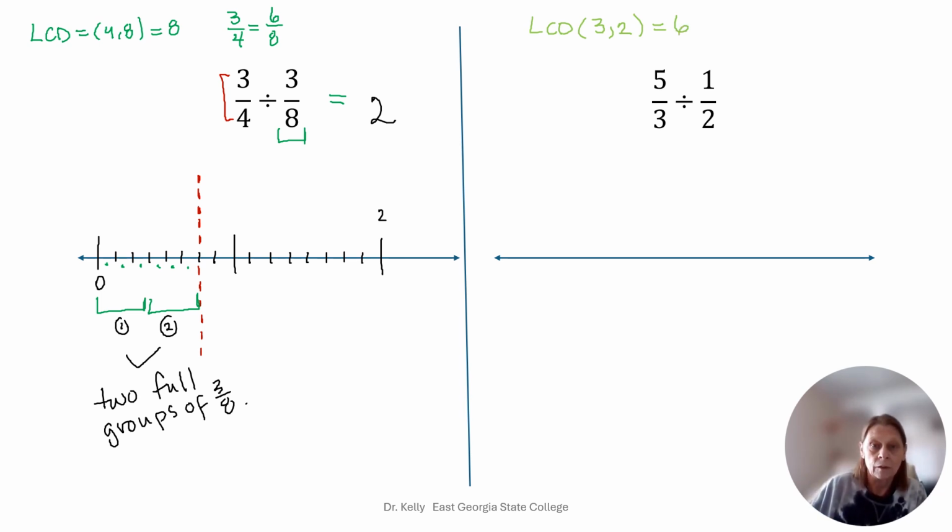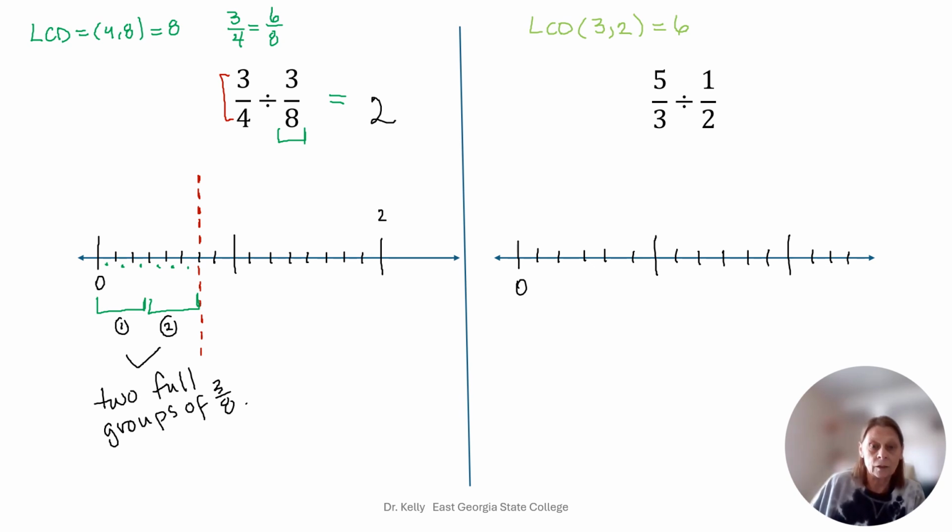So let's put in our sixths. So 1/6, 2/6, 3/6, 4/6, 5/6, 6/6, 1/6, 2/6, 3/6, 4/6, 5/6, 6/6. I don't know why I drew more. Anyway, I did. Okay, good enough.